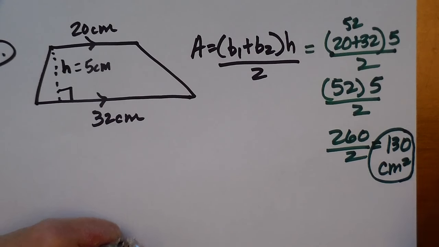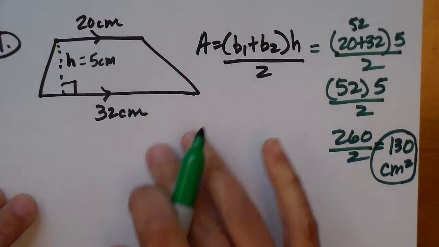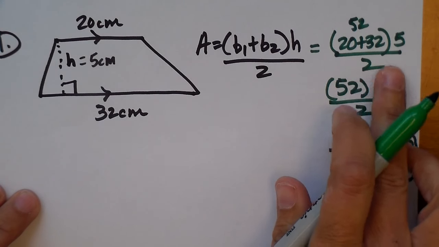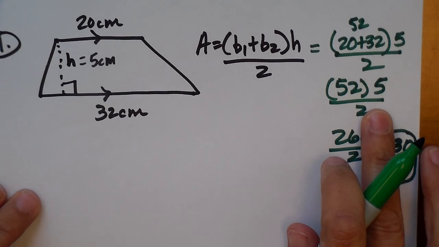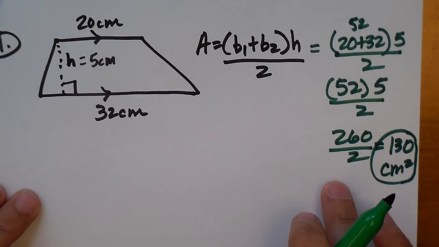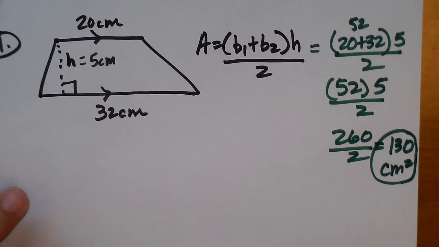So that is the area of your trapezoid. Again, we added the two bases, 52, multiplied it by the height, which is 5. That gave us 260 divided by 2, which is 130 centimeters squared. And that's how you find the area of a trapezoid.